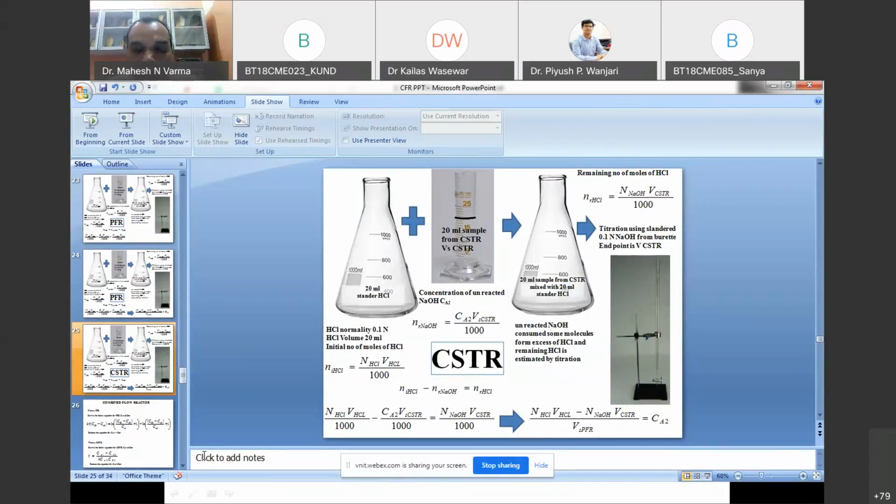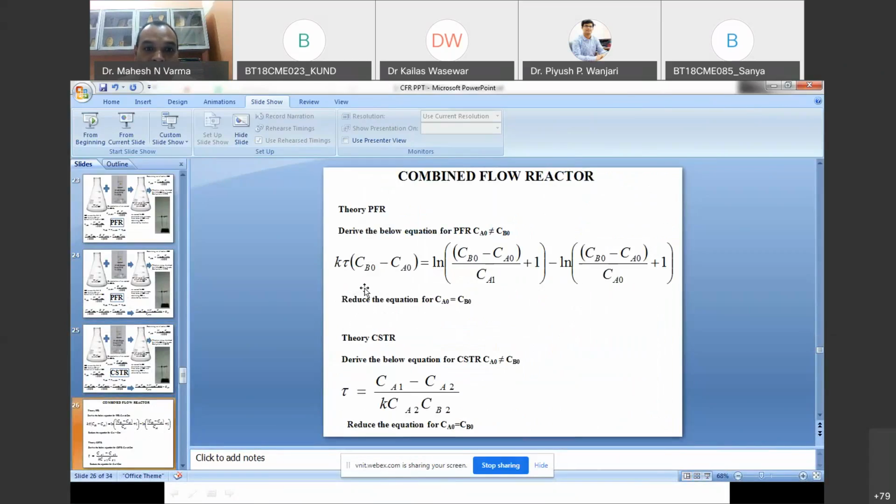Once you have CA1 and CA2, you need to derive the equation actually. If you have CA1, you can get the kinetic constant corresponding to PFR. If you have CA1 and CA2, you will get the kinetic constant for CSTR. So using this, you need to fill the table actually.